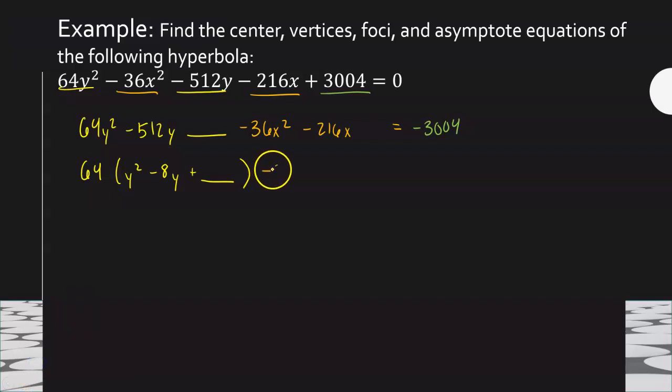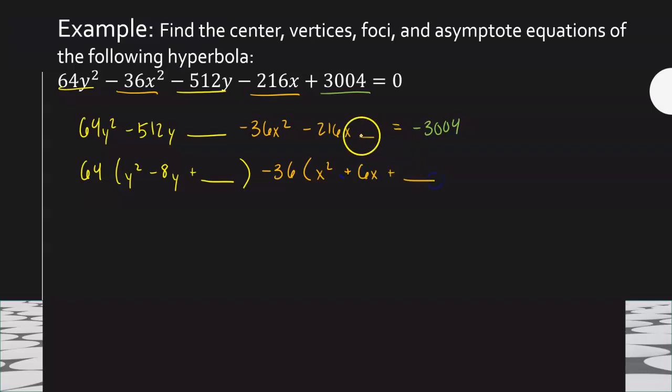And let's go to the next one. So do the same thing. We want to get rid of the negative 36. I'm going to factor out a negative 36, so we get the x squared by itself. Now when I take negative 216 divided by negative 36, that gives me a positive 6. So it'll be plus 6x.